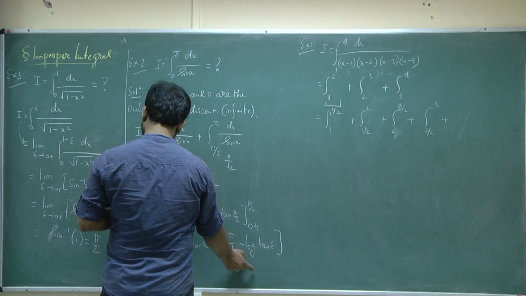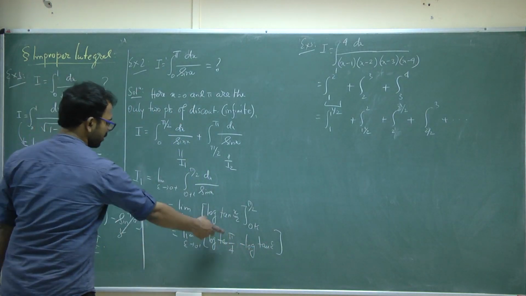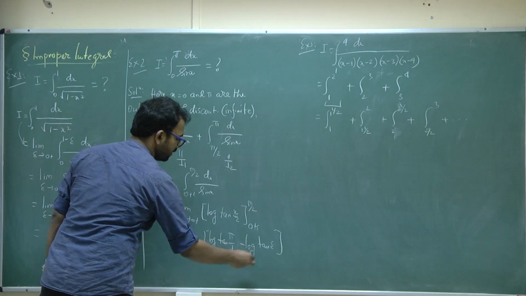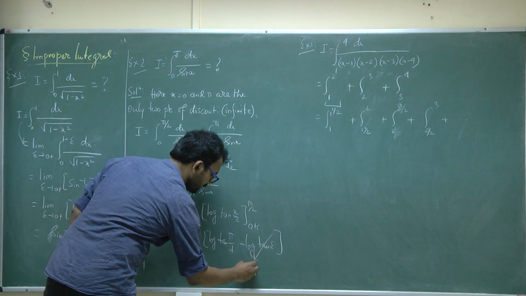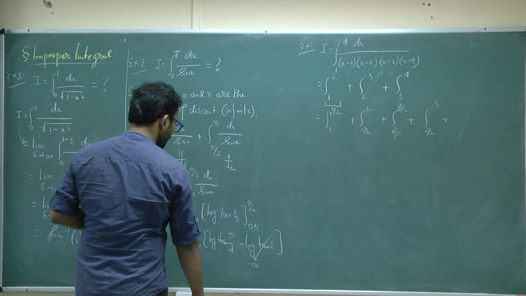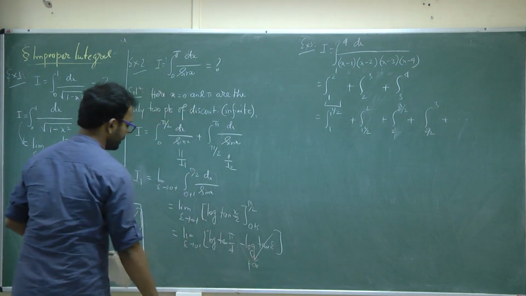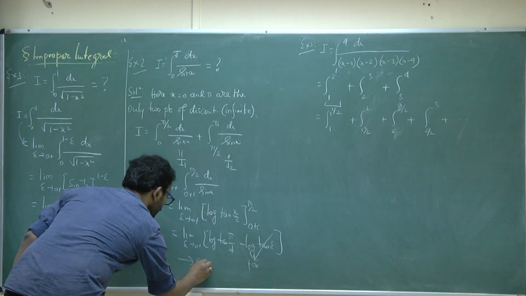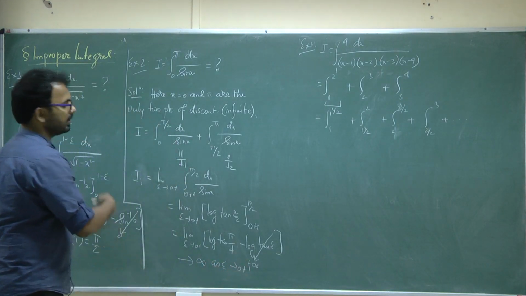Therefore the log will be undefined. It does not matter wherever the other term is going, since this term is undefined. Or you can say that it is going towards minus infinity, and minus minus becomes plus, so because of this minus sign it will go to plus. This entire thing is going to plus infinity as epsilon goes to 0 positive. Therefore this integral is undefined.